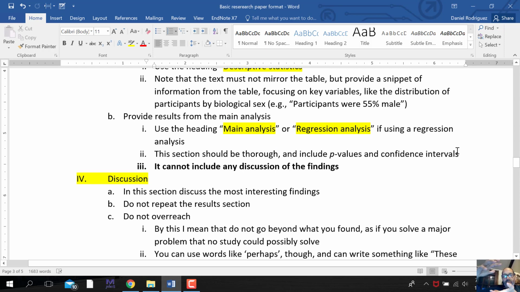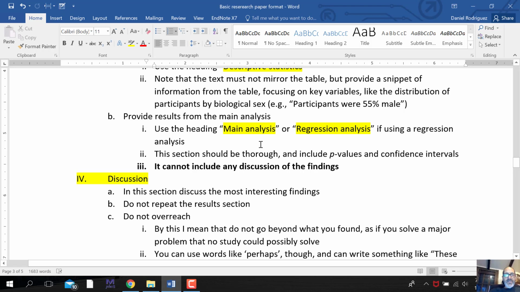What you don't want to do is write everything. Like I said, note that the text must not mirror the table. So you don't have the exact same information in the table as you do in the text. Otherwise, why have the table? Just in the text, highlight what you need them to see as a result. Then refer to the table so they can look at the rest.